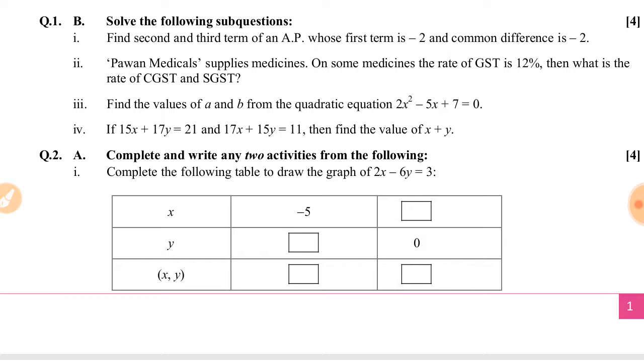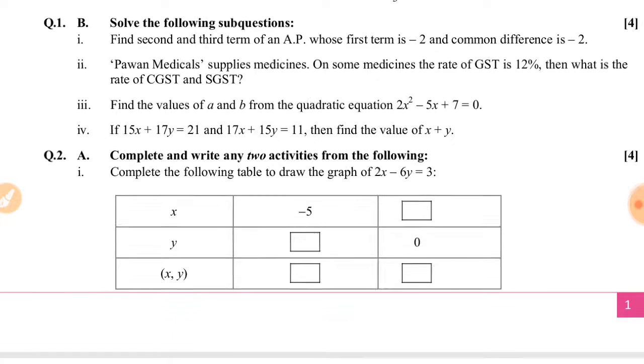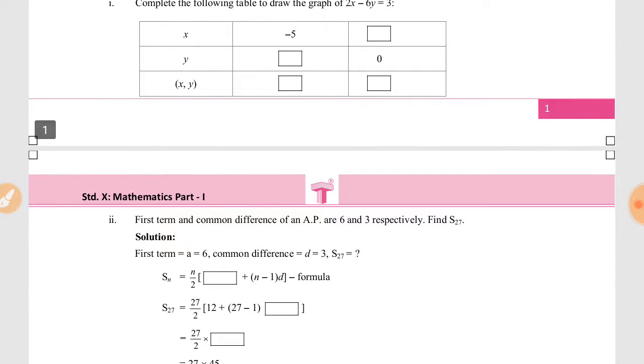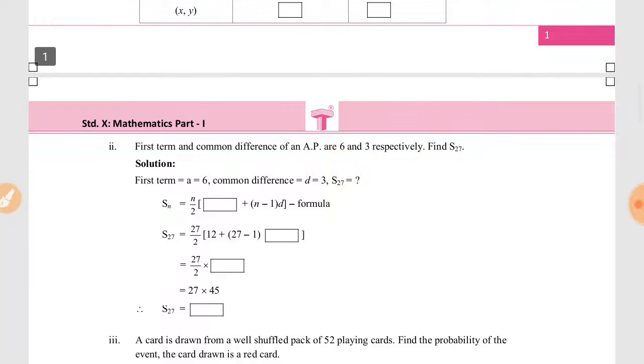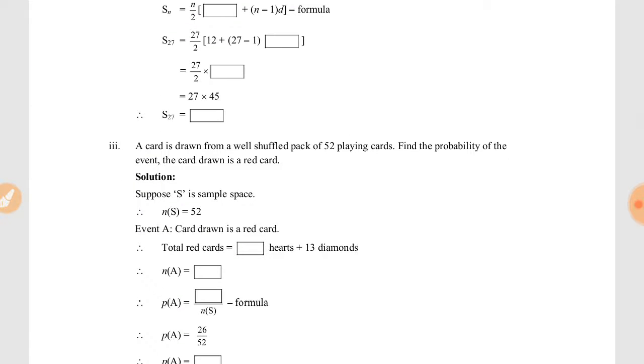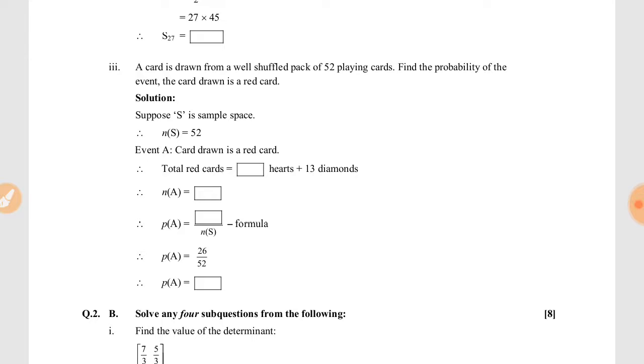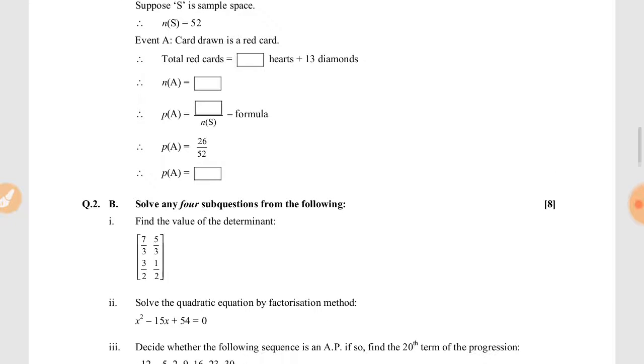Then question 2A, complete and write any 2 activities from the following. We will see. You have to just fill in the boxes, and in this way, this is an easy question. At this moment also you can solve this question, because in 9th standard you have done that. In the second sub question also, the boxes are given 1, 2, 3, 4. You have to write the correct answer in each box, half mark for each box. Then third question, 1, 2, 3, 4. 4 boxes are given. You have to write the correct answers in the corresponding boxes, and in this way each box will carry half mark.